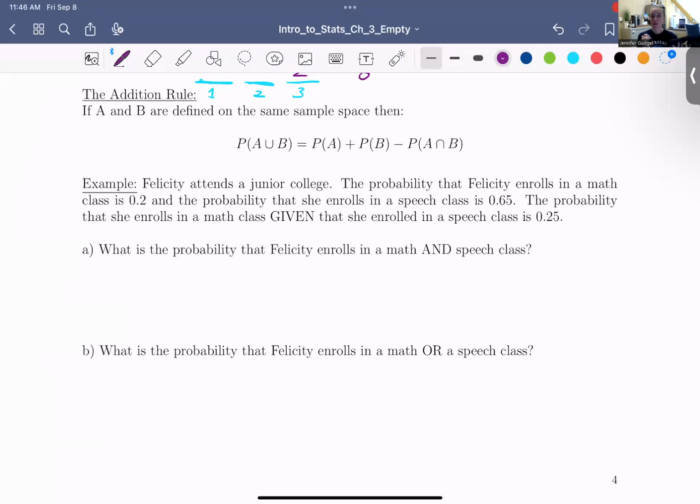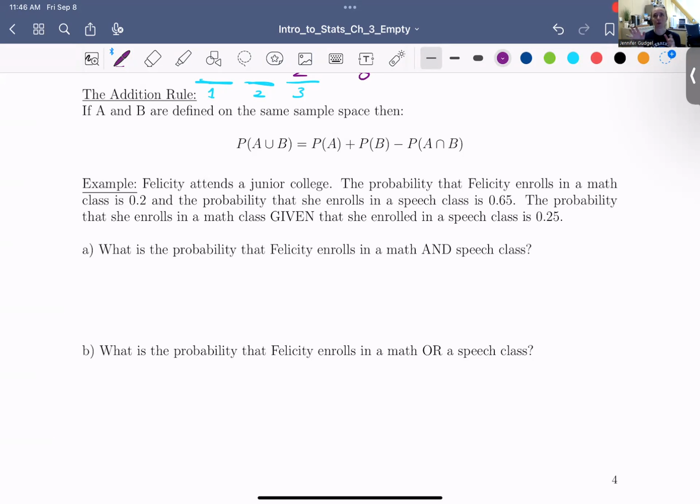Right? The addition rule is the or statement. The addition rule is how we find the probability of an or statement. And that is the probability of the first plus the probability of the second minus any overlap that you have, minus the probability of the first and the second.